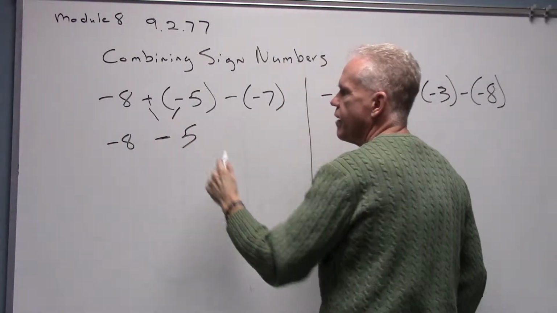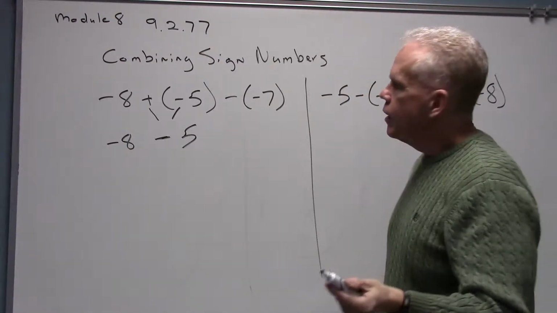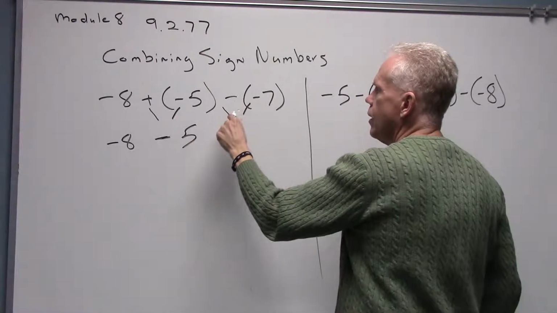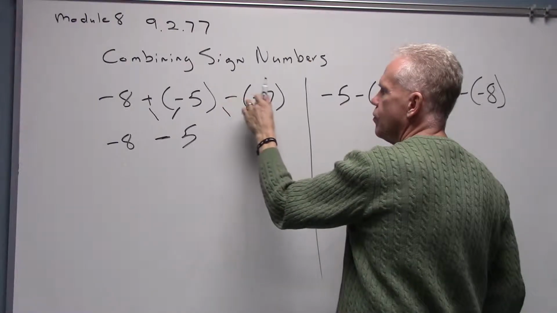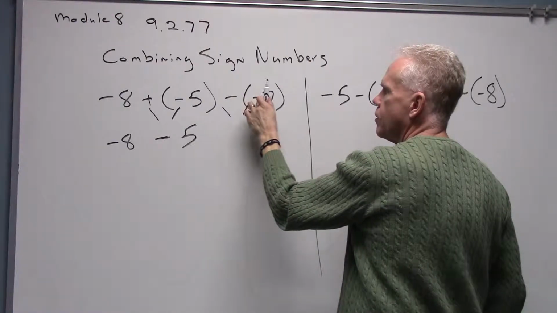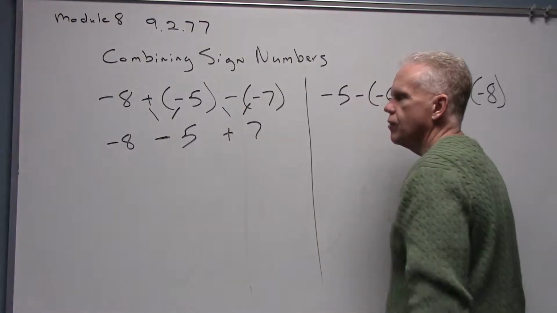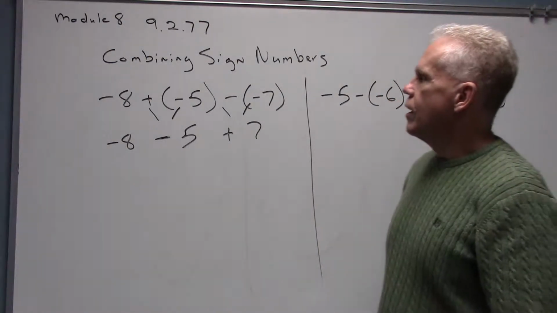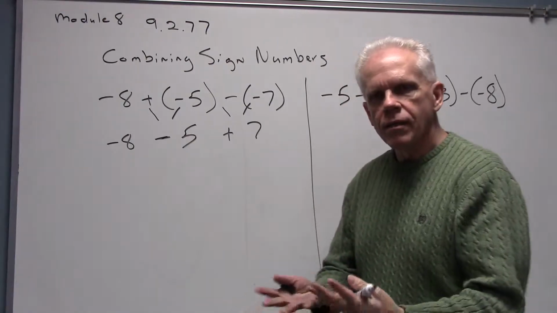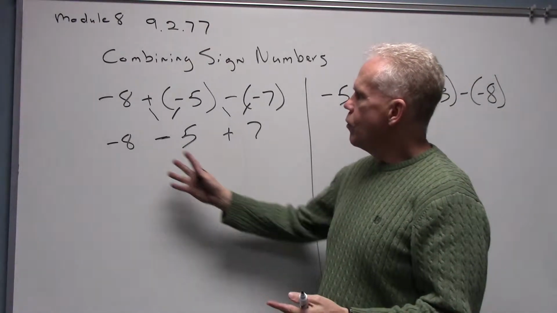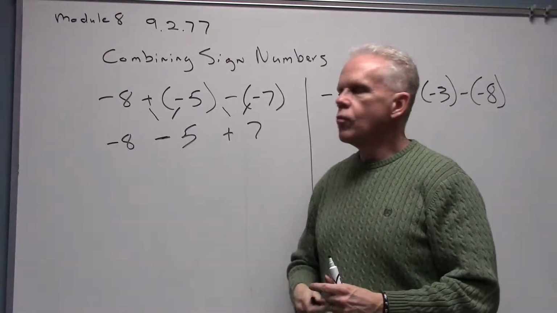Let's bring down that 5 now and drop that parenthesis. This double sign right here, the double signs are the same. They're both, it's a minus followed by a minus. That can become a plus. Drop the parenthesis, bring down the 7. Okay, so by eliminating the parentheses first, we have a much cleaner problem to work with.